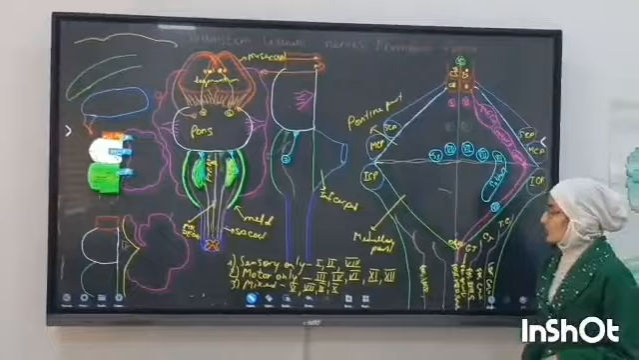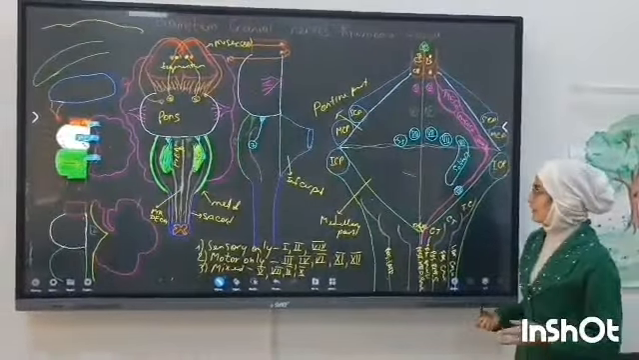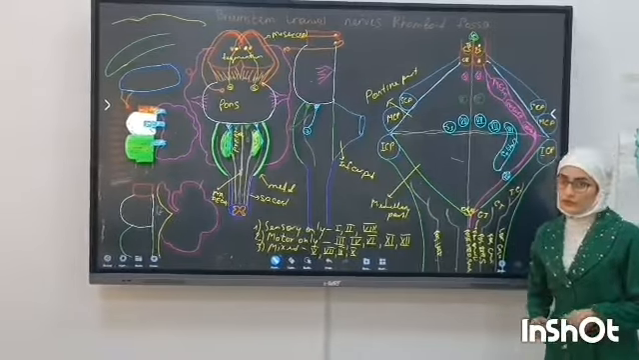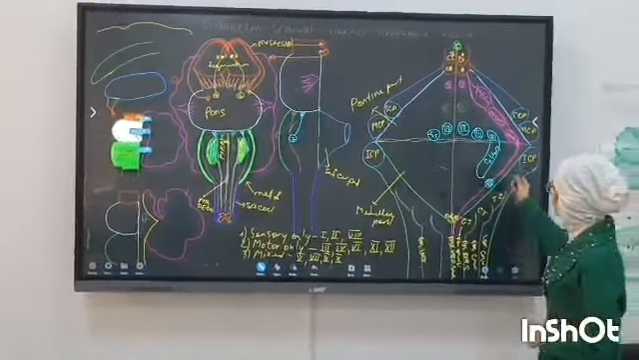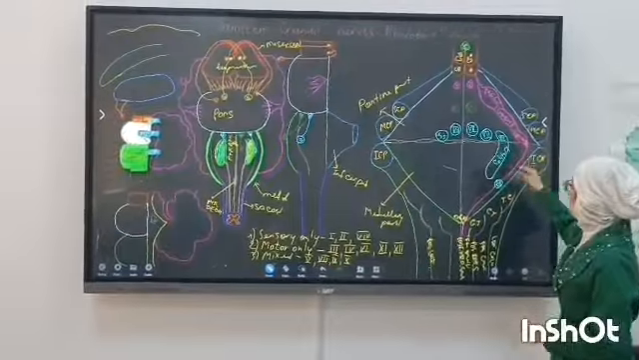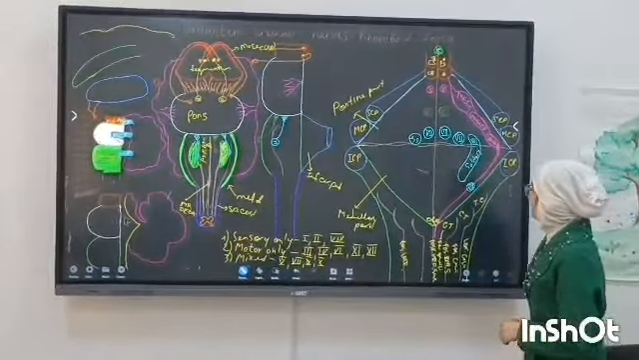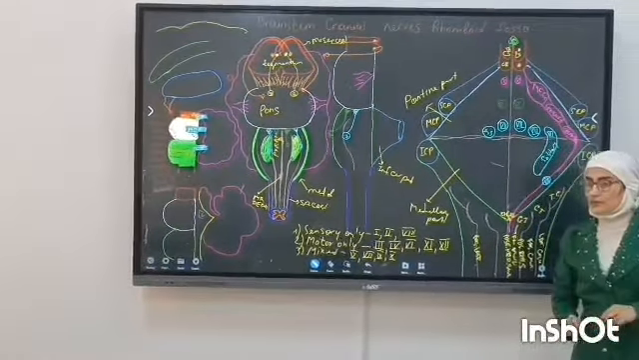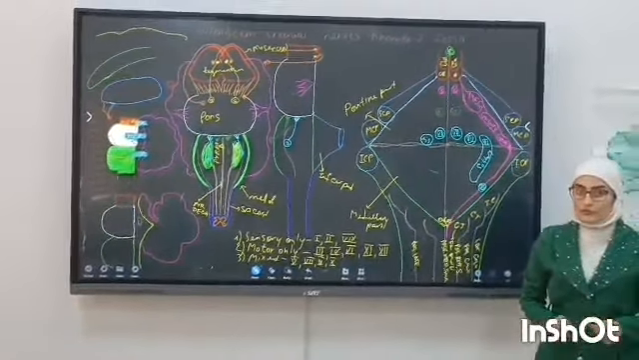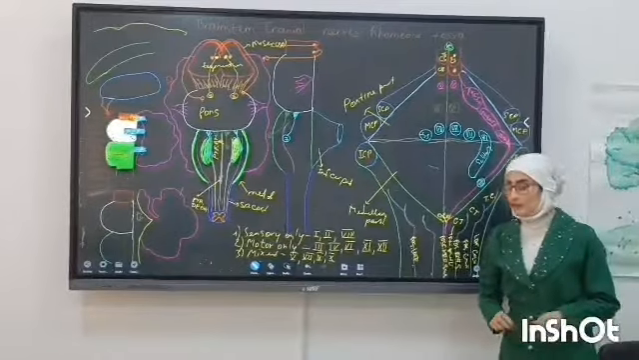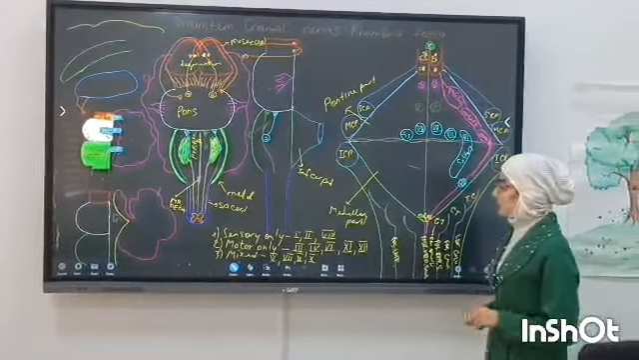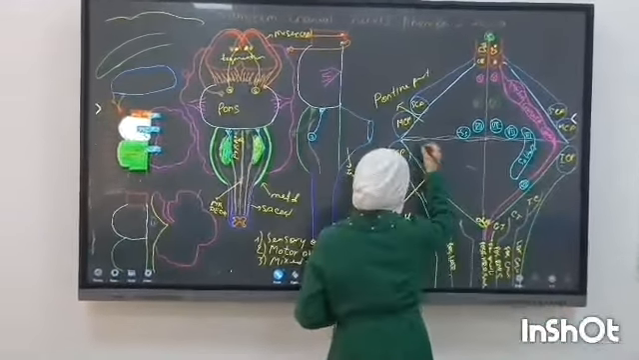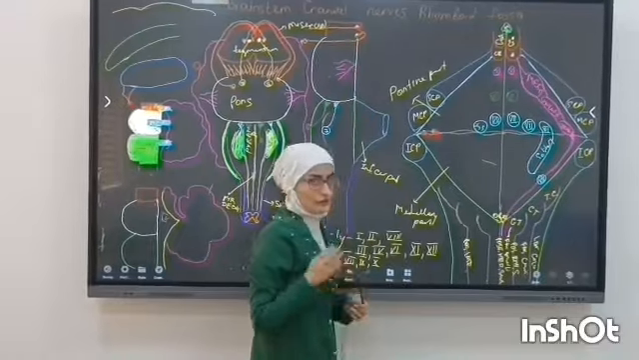Next, the eighth cranial nerve is nervus vestibulocochlearis. Nervus vestibulocochlearis is located on the lateral parts of the rhomboid fossa and mostly on the pons. Nervus vestibulocochlearis includes two parts, the vestibular part and the cochlear part. The cochlear part has two nuclei, the dorsal nucleus and the ventral nucleus. The vestibular part has four nuclei.